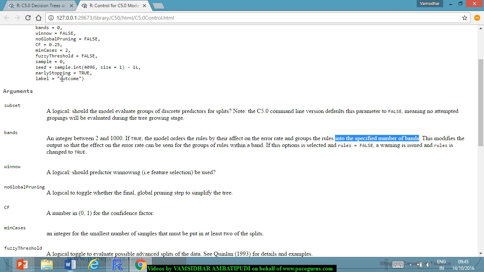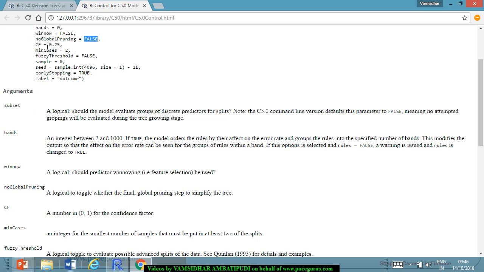Some of the things that we can generally set: no global pruning equal to false. A logical variable to toggle whether the final global pruning step should be done. So should I set the pruning to true or false? If I am setting it to true, then it will typically do the pruning of the tree. By default it will not do any kind of pruning because it is set to false. But when I say no global pruning equal to true, it would typically do the pruning.